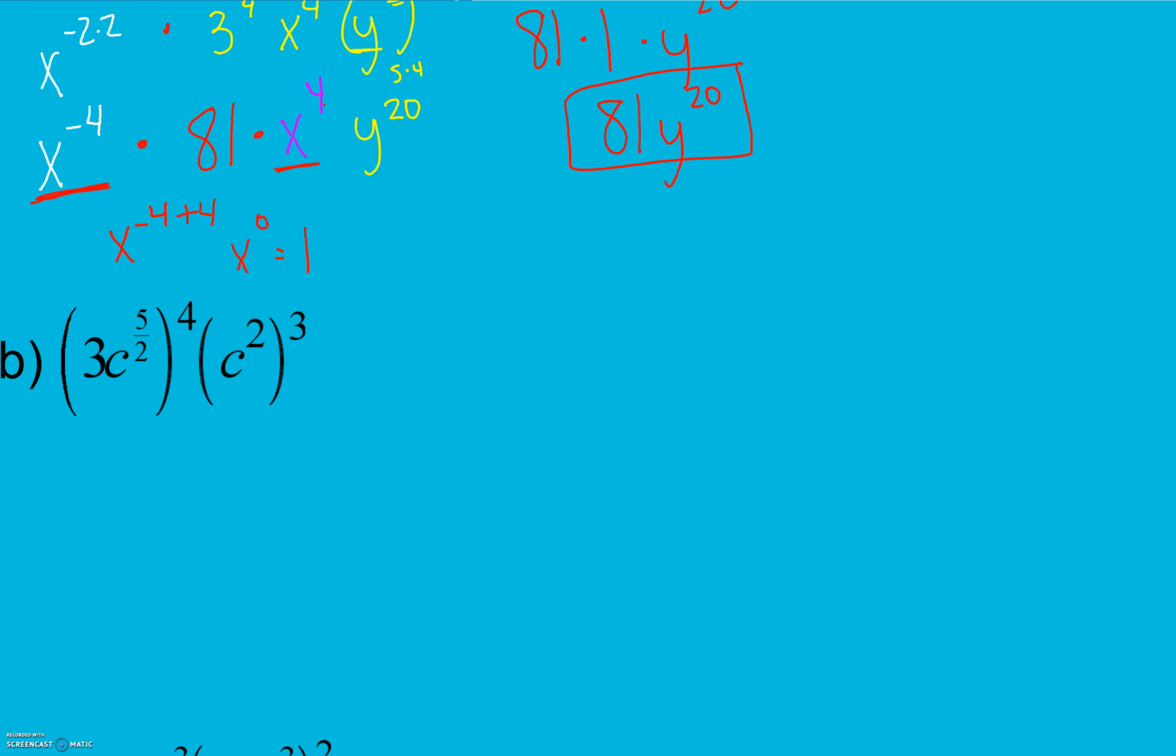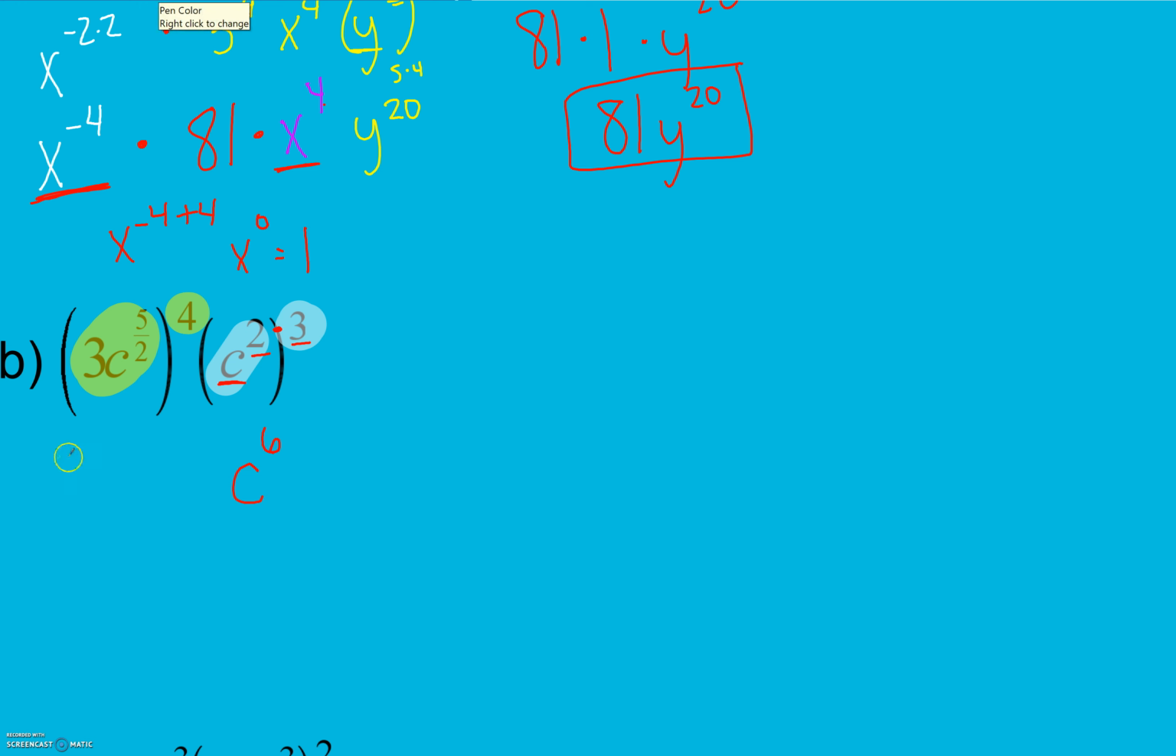In B here, I have a power to a power, and I have a product, or something that's multiplied together, to a power. With our power to a power, we have 1 base, 2 exponents. We multiply those together and get c to the 6th power.